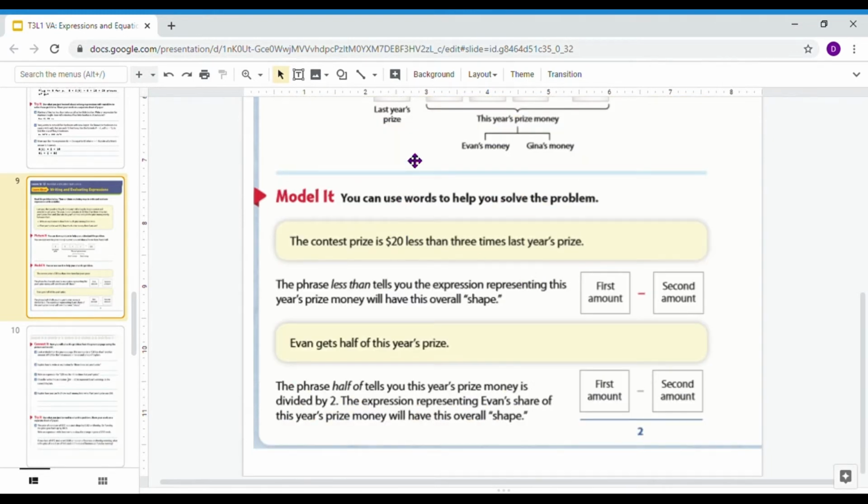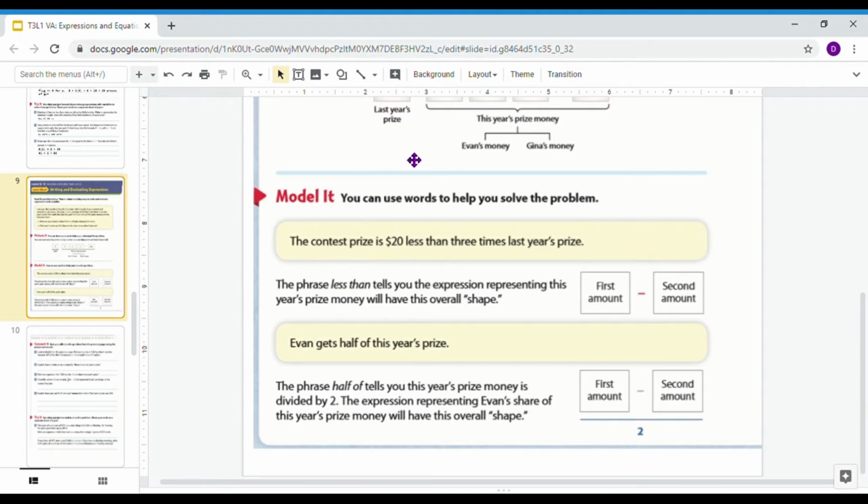So first, let's see how the book models it. And remembering the contest prize is $20 less than 3 times last year's prize. The first thing that you need to think of is, what operation are they asking me to do? And they say $20 less than. I'm thinking less than always is subtraction. So I'm going to draw my subtraction symbol and then figure out my 2 terms. So that's our shape. First amount, subtraction sign, second amount. We don't know the amounts yet.